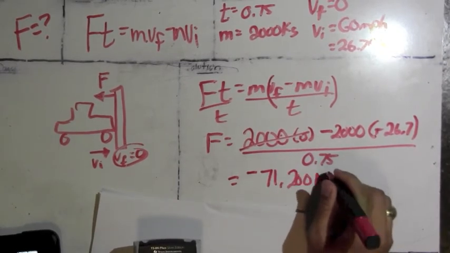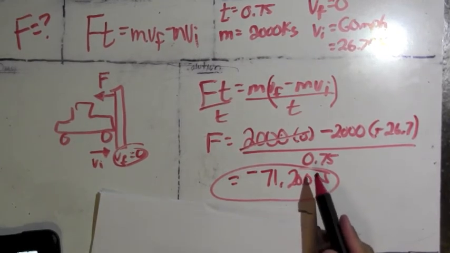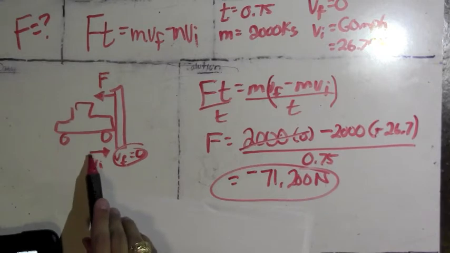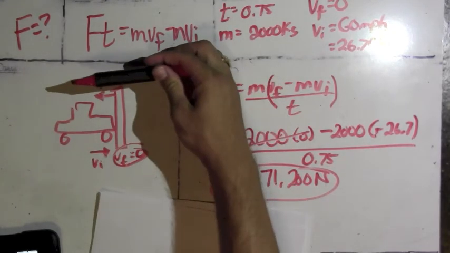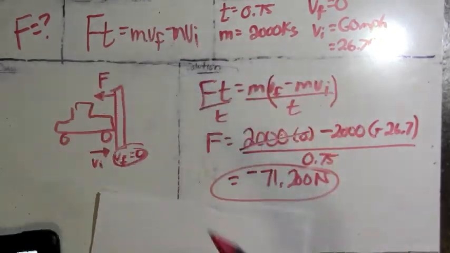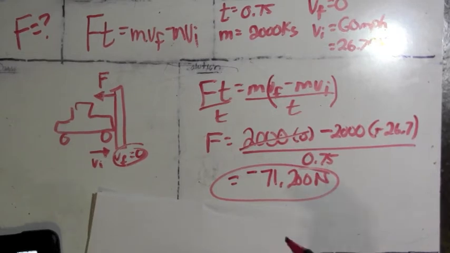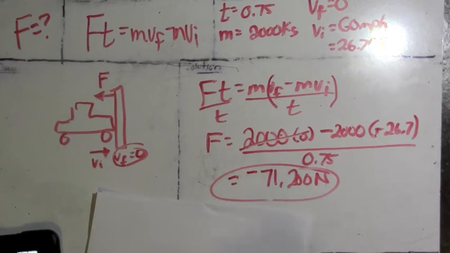People usually have an issue with that. They say, how can I get a negative force? That doesn't make any sense. Remember, look at our original diagram. We said that I was moving in a positive direction at 60 miles per hour. The force is in the opposing direction, so the negative just tells me that the force is in the opposite direction. Now, if the question were to ask, what is the magnitude of the force, you would of course answer positive 71,200, because magnitude is the absolute value of whatever vector value you're given.